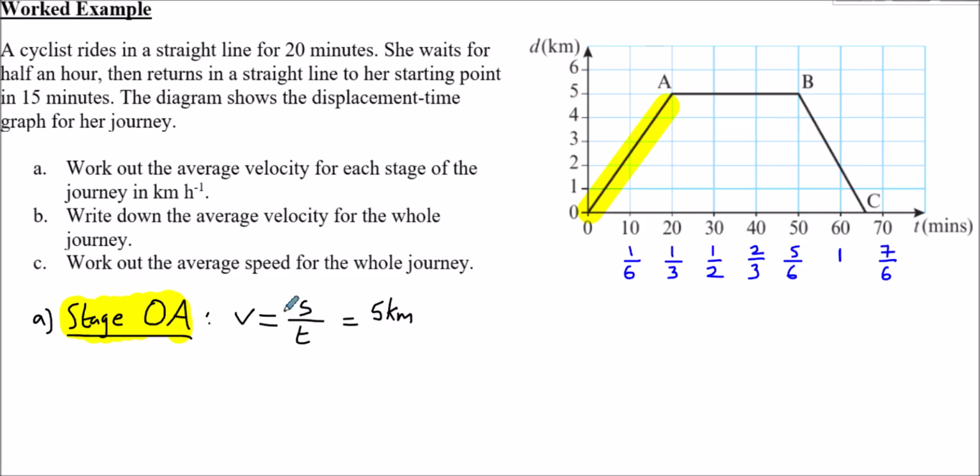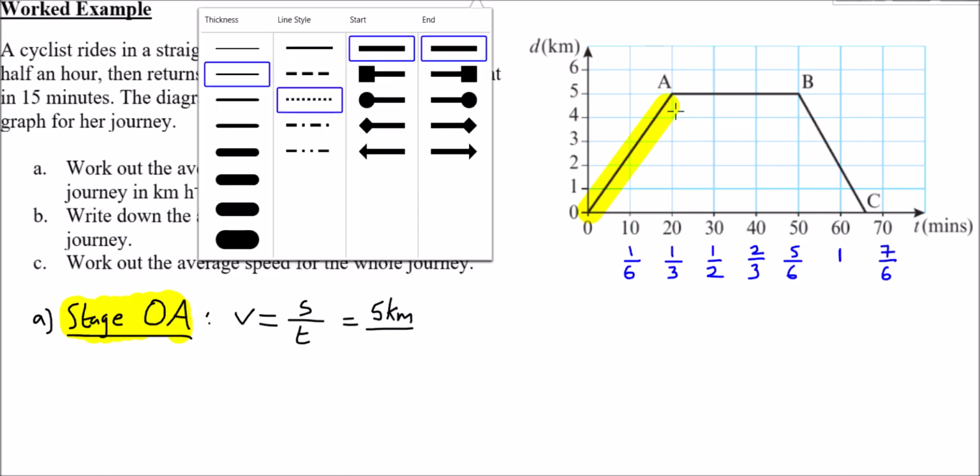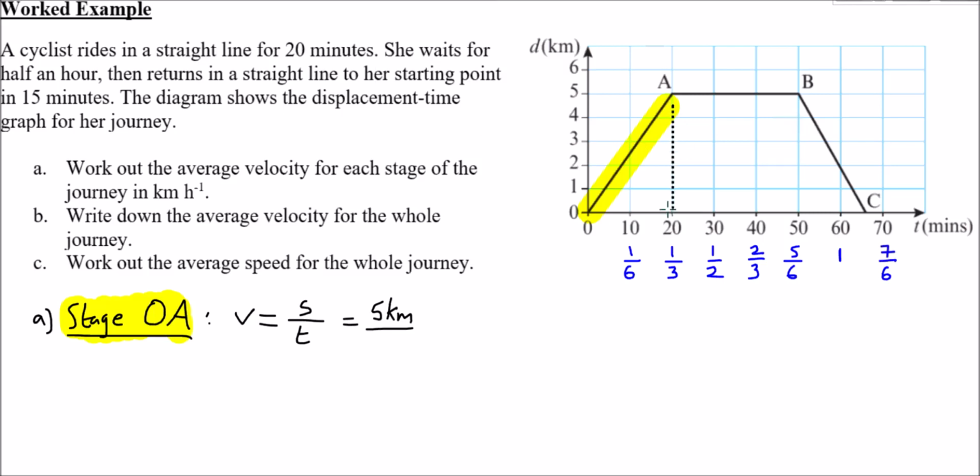So here, the velocity is change in displacement, which is 5, and the time in hours, if we just read down from here, you can see the time taken is 20 minutes, which is 1/3 of an hour. So 5 divided by 1/3 gives us 15 kilometers per hour. Let's now have a look at the next stage from A to B.